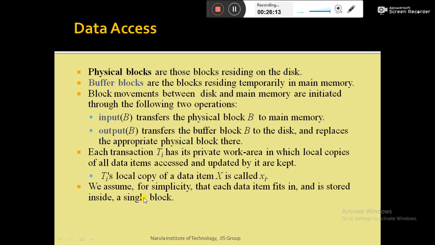And we assume for simplicity that each data item fits and is stored inside a single block. Block means a fixed size area, and we have multiple blocks of memory, all of the same size. The assumption is that every data item X exactly fits into that single block.